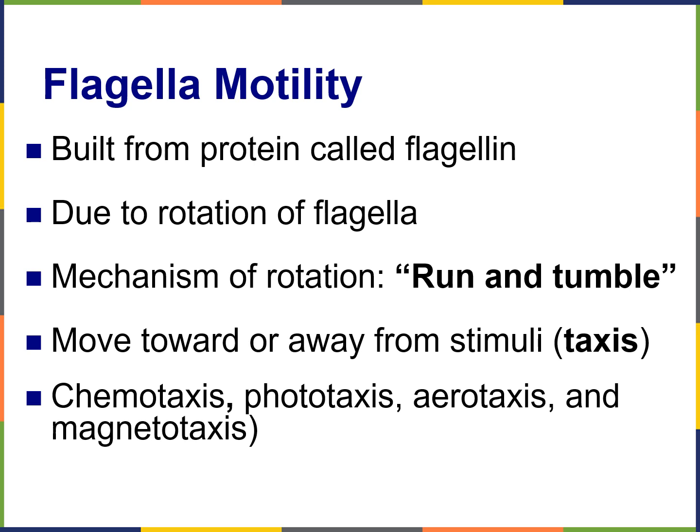Just a couple of examples. Chemotaxis is when there is food present and the bacteria is going towards the food source. That is chemotaxis. Photosynthetic bacteria need sunlight. So if bacteria are moving towards the sunlight, that is phototaxis. Aerotaxis, if bacteria are moving towards sources of oxygen, okay, that is aerotaxis. And magnetotaxis. We haven't talked about this yet, but we will.